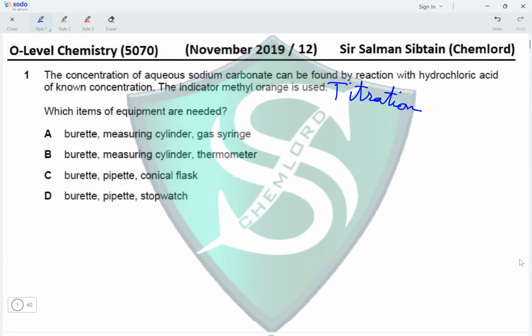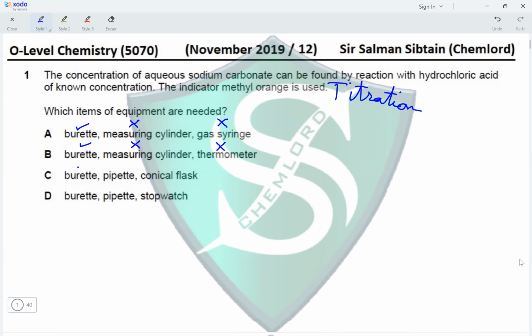So which item of equipment are needed? What would we require in a titration? We would need a burette, yes. A measuring cylinder, no, because in a titration, all volumes are to be measured accurately, not approximately. A measuring cylinder measures approximate volume, so it will not be needed. A gas syringe, there is no involvement of gas anywhere in this titration. Burette, yes. Measuring cylinder, no. Thermometer, no. There is no change of temperature involved in the titration here.